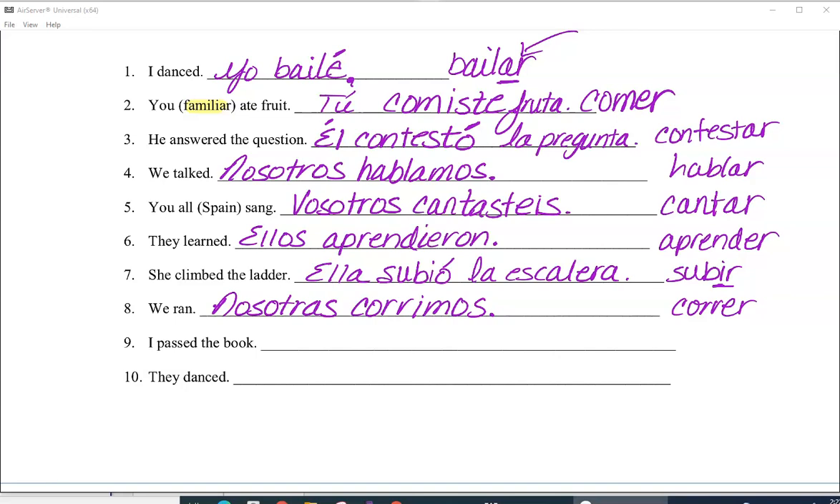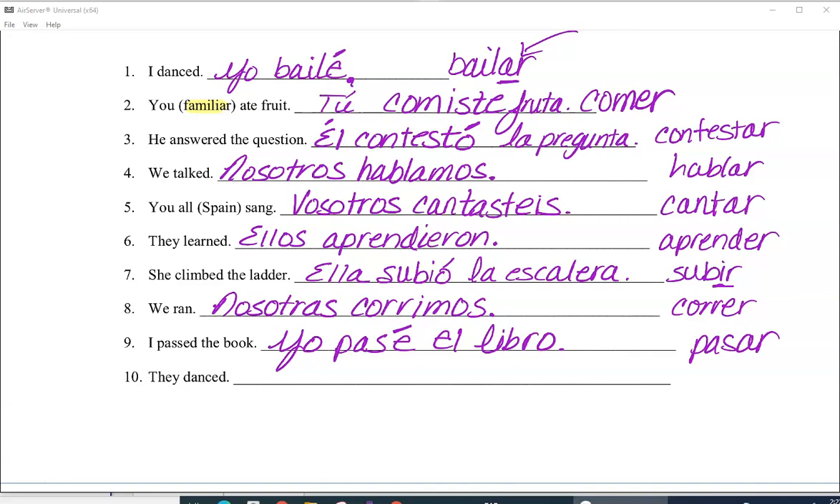I passed the book. So once again, our subject is going to be yo. Our infinitive over here is pasar, and you don't have to write the infinitives over to the right if you know all of them, but sometimes it's easier if you can identify the infinitive first. Yo, and then my stem is P-A-S, and because it's an AR verb, it's going to be that E with the accent mark. Yo pasé, and then I'm going to say el libro. And you can put any kind of words you want. Once you start memorizing these conjugations, things get a lot easier and you can combine vocabulary that we've previously learned.